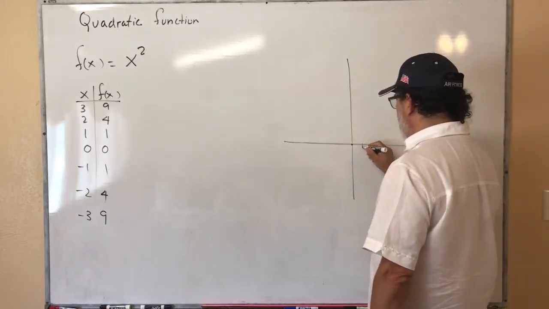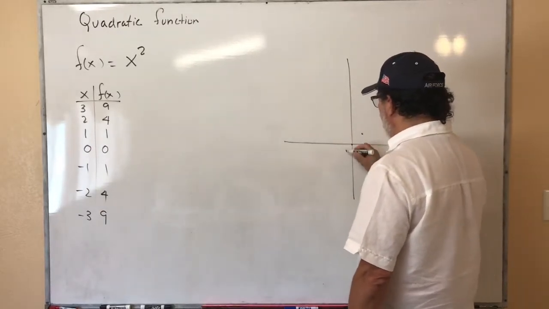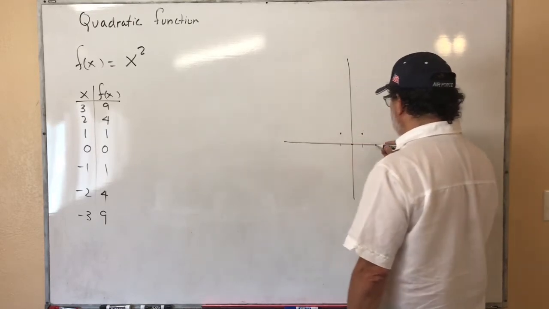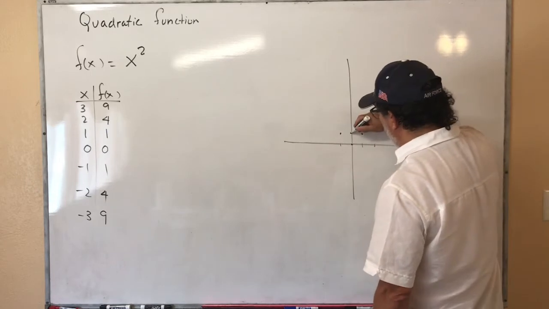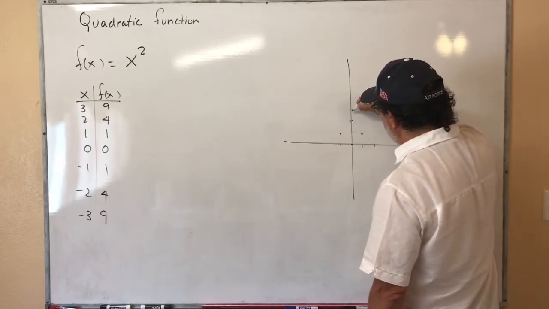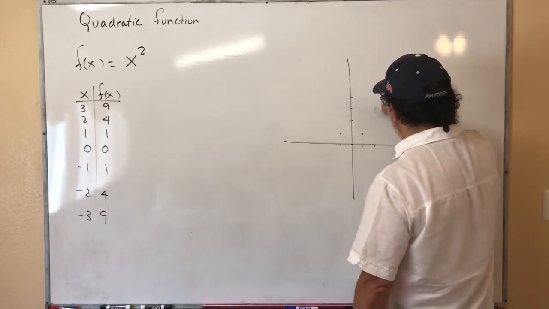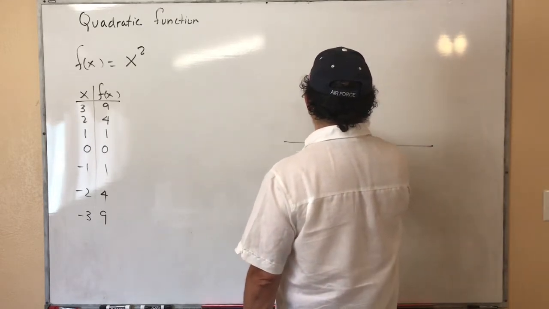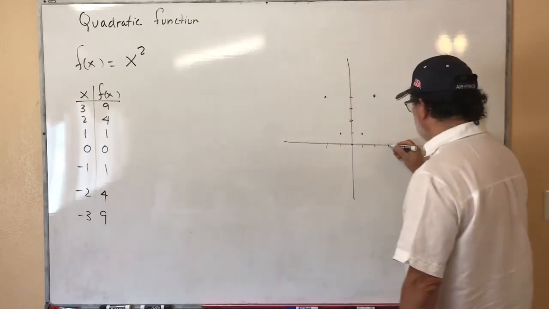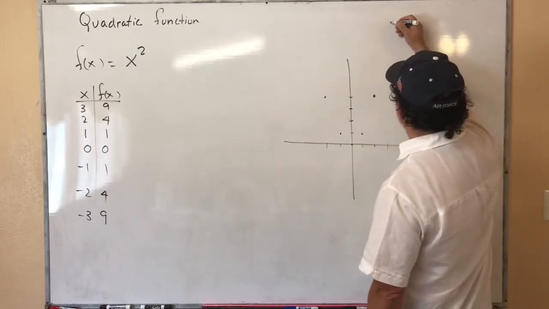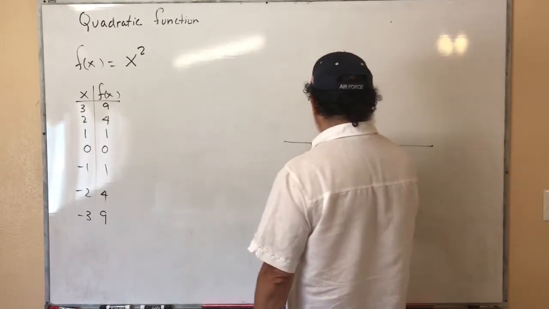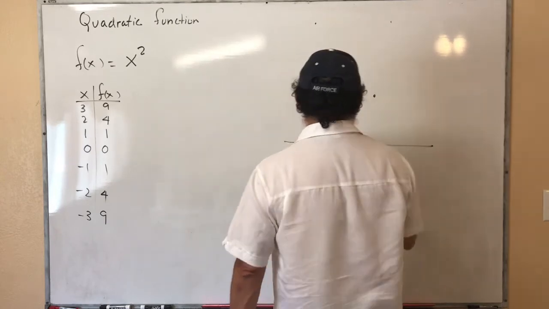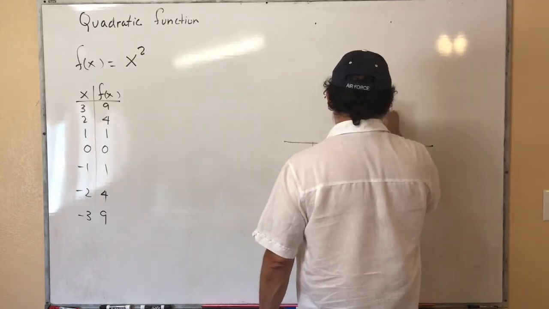So look, when x is 0, we get 0. When x is 1, we get 1. When x is negative 1, we get 1. When x is 2, we get 4. When x is negative 2, we also get 4. When x is 3, we get 9, okay? And when x is negative 3, we also get 9. And so we get this.